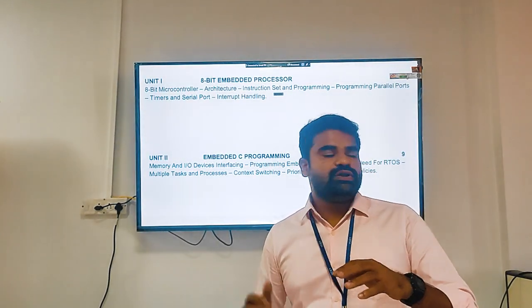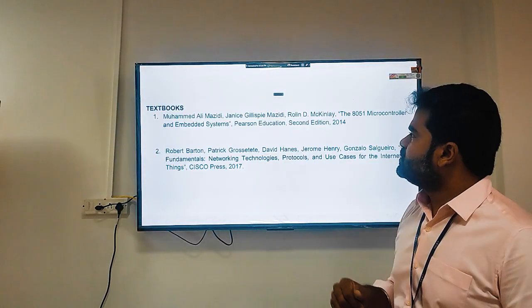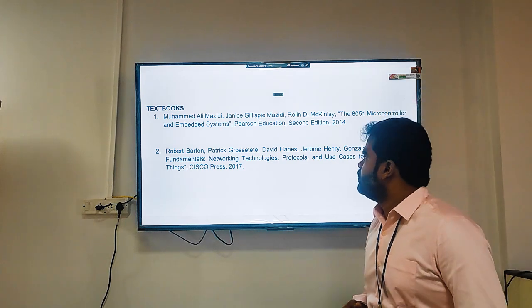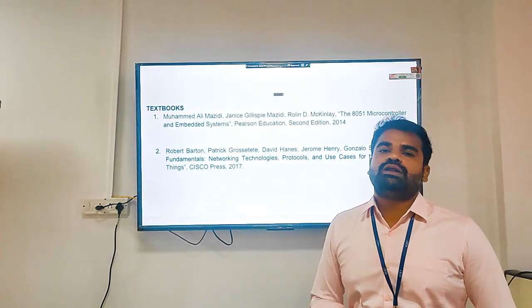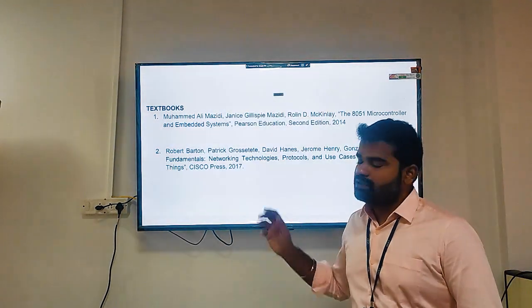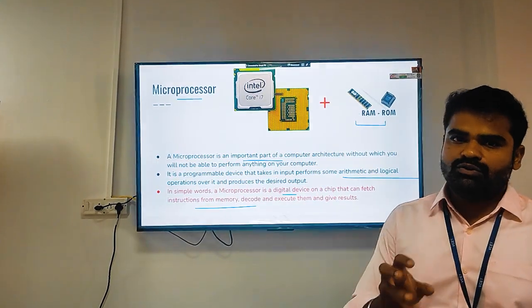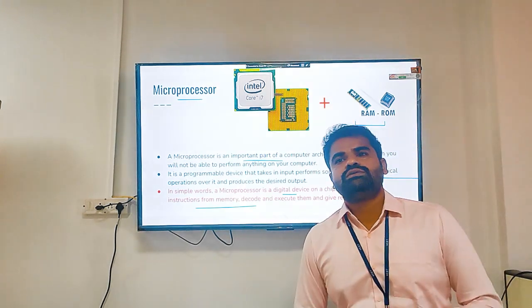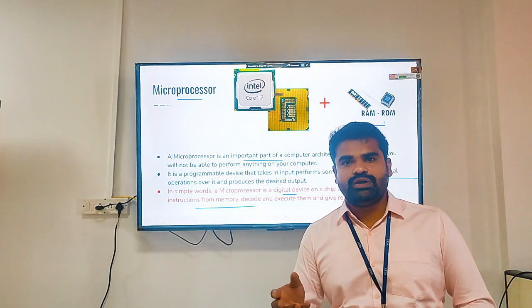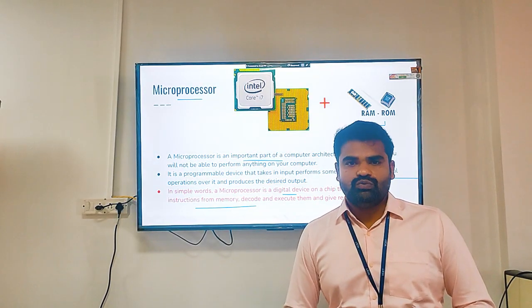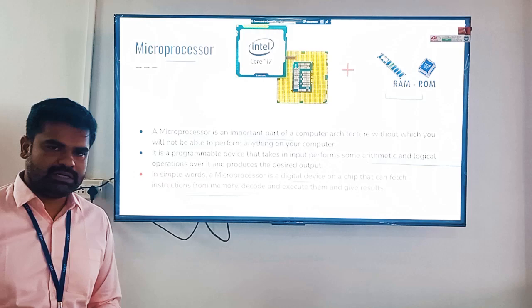Here the basic thing we are going to see is what a microcontroller is and what a microprocessor is. Our textbook is by Muhammad Ali Mazidi. Our book is The 8051 Microcontroller and Embedded Systems. It covers 3 units, and the other one covers the remaining 2 units. So this is a microprocessor. You all know what a microprocessor is and where it is used. Students, a microprocessor is used in real day-to-day life as the CPU. Now we are going to see the basic difference between a microprocessor and a microcontroller.